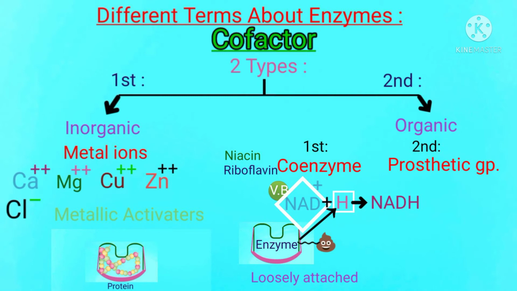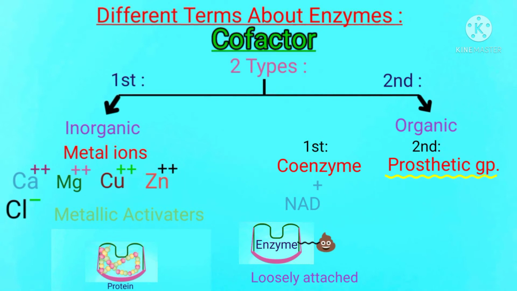The answer to these questions is that vitamins function as coenzymes for enzymes. Next, we will discuss the prosthetic group. What is a prosthetic group? Students, a prosthetic group acts as a reciprocal, or the reverse, of a coenzyme.